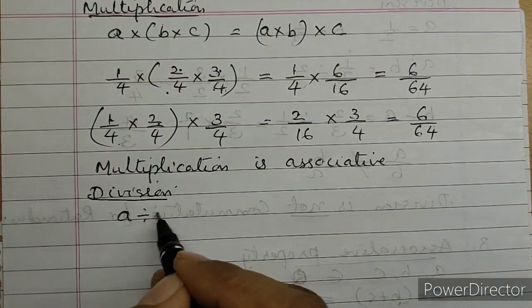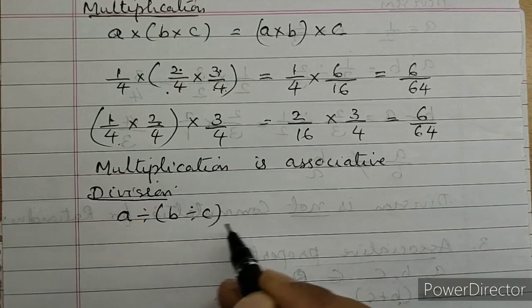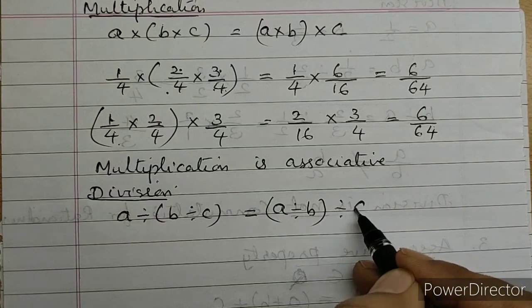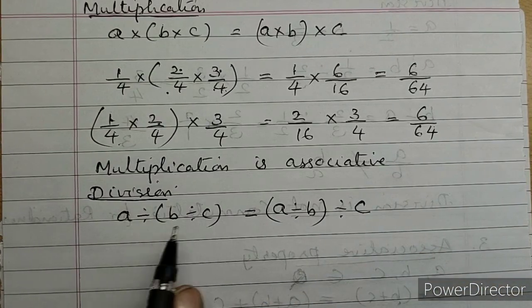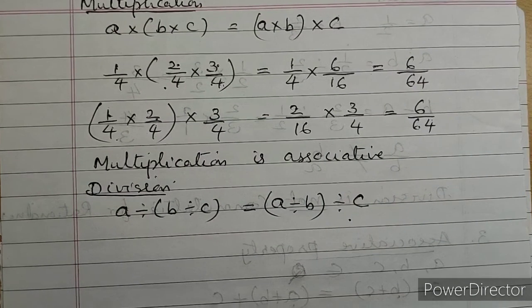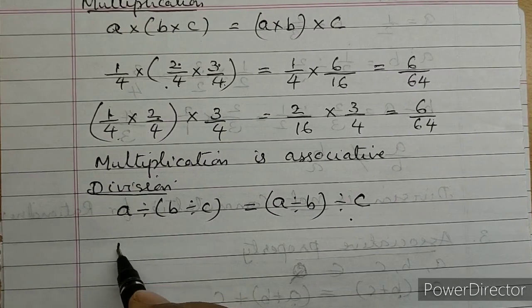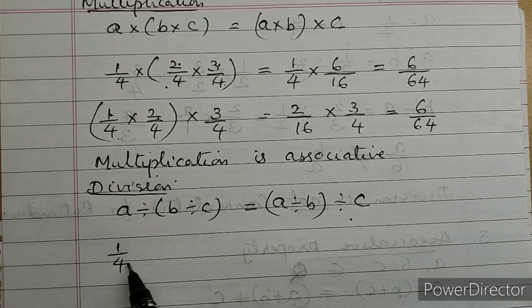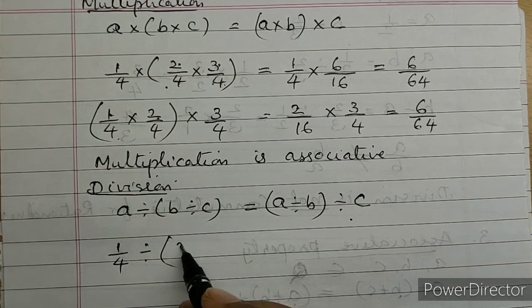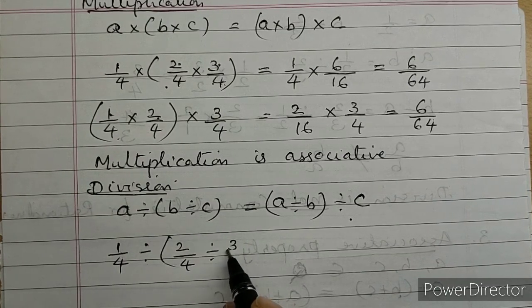Division: if a divided by b divided by c equals a divided by b divided by c, if the left hand side and right hand side are both equal, we can conclude that division also is associative. So you have to check that. We have taken a as 1 by 4, b as 2 by 4 and c as 3 by 4 for easiness. 1 by 4 divided by 2 by 4 divided by 3 by 4, left hand side.